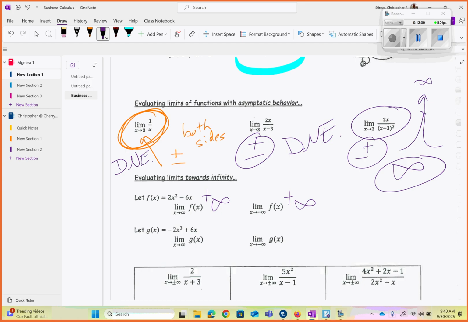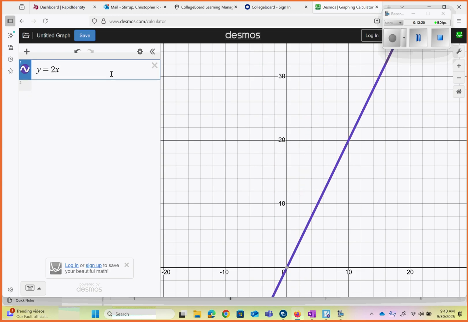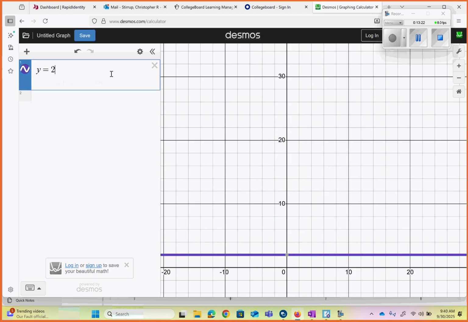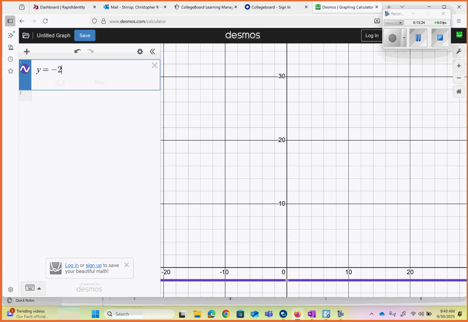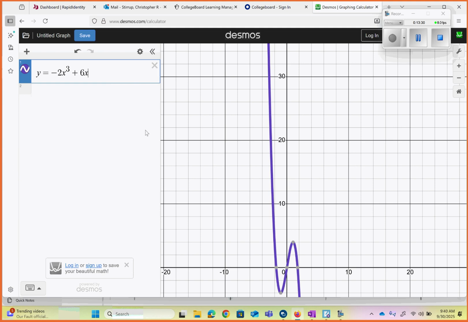Then for the next one, it's a similar looking problem. It just goes from x squared to x to the third, and we have a negative out front. So if we go on to Desmos, it's negative 2x raised to the third plus 6x.